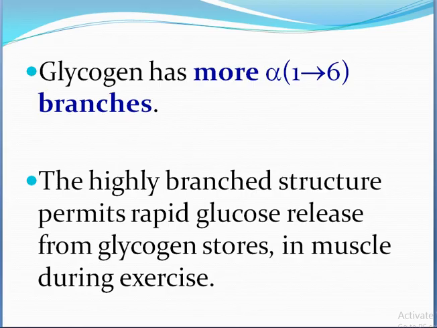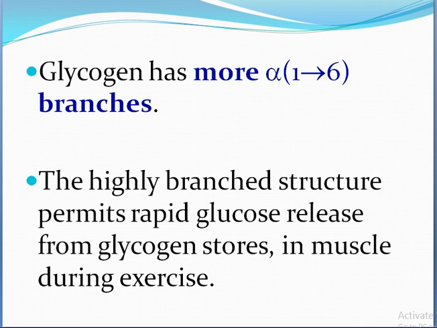We move forward. Glycogen has more alpha 1 to 6 branches. The highly branched structure permits rapid glucose release from glycogen stores. As I said earlier, it is stored in the liver, and extra is stored in the muscles as well as the brain. At the center of the glycogen molecule lies glycogenin, the protein primer of glycogen synthesis. The structure of glycogen is similar to amylopectin, with more branches.